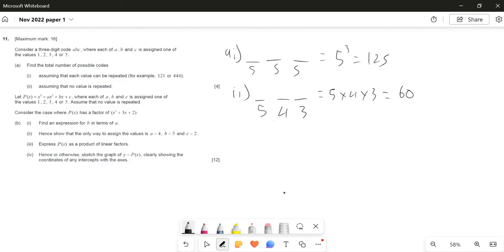And then let P of x equal x cubed plus ax squared plus bx plus c, where each of a, b, and c is assigned one of the values 1, 2, 3, 4, or 5. Assume that no value is repeated. Consider the case where P of x has a factor of x squared plus 3x plus 2. Find an expression for b in terms of a.